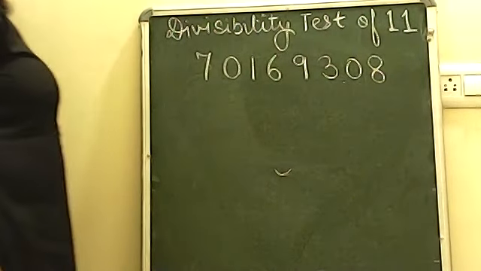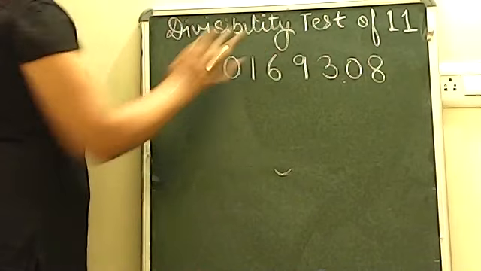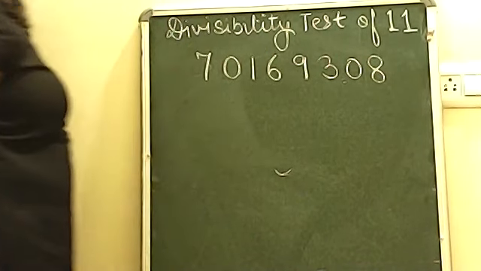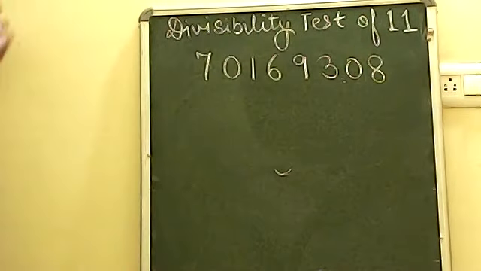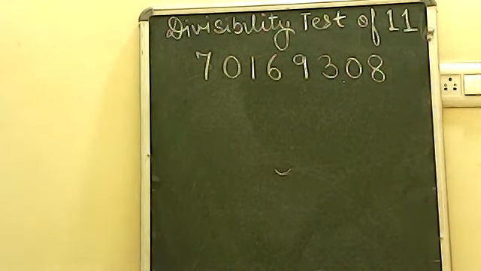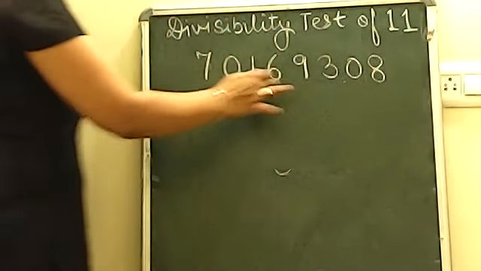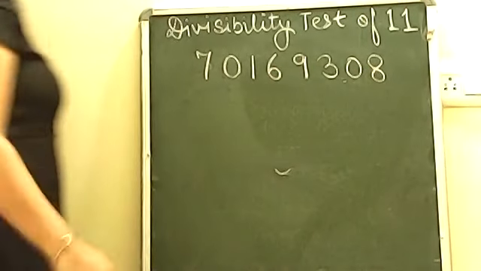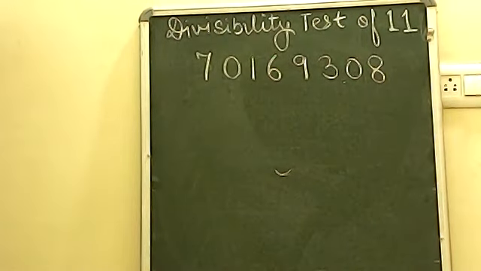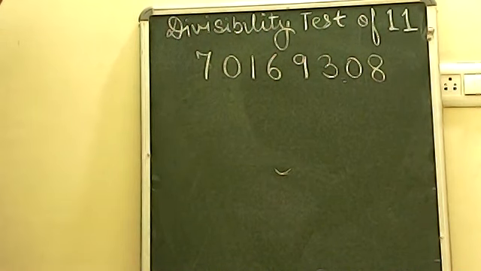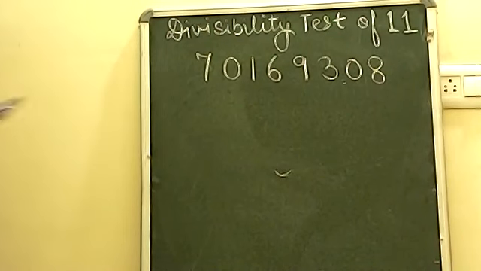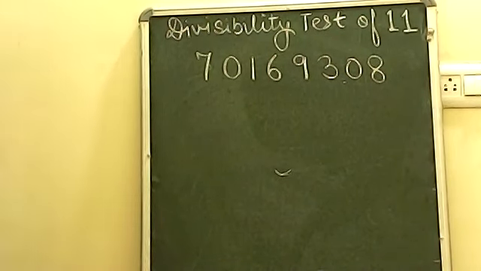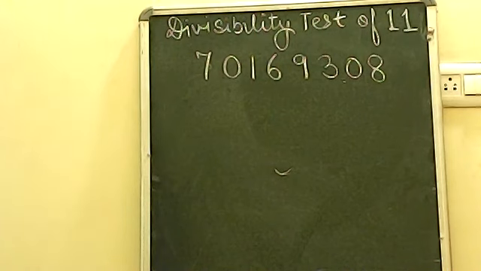Now students, we are doing the divisibility rule of 11 as you all know about it. So the first step for checking the divisibility of 11, I have taken this number 70169308. This is the question from your NCERT exercise 3.3, question number 4D. So it's 4D.